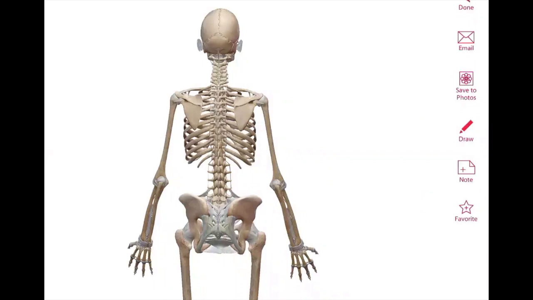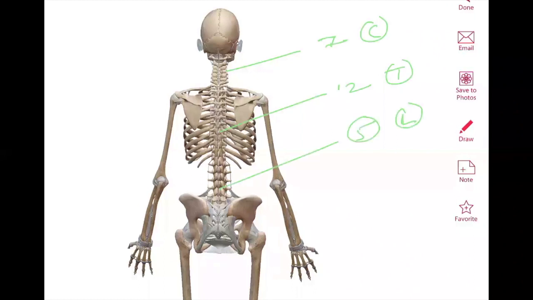In the cervical spine we have 7 bones. In the thoracic spine we have 12 bones. In the lumbar spine we have a total of 5 bones. The sacrum bones all fuse and form 1 bone. The sacrum and coccyx, the tailbone, make 1 bone. So altogether there are 26 bones in the spine.